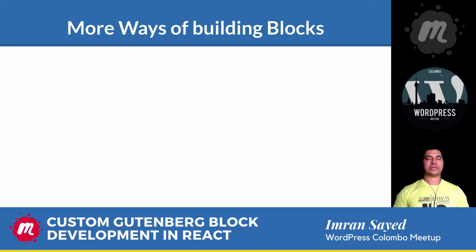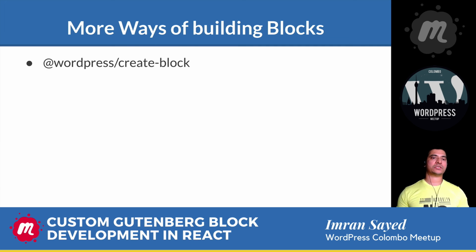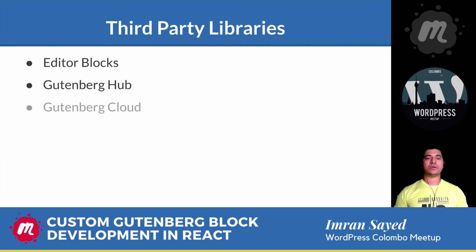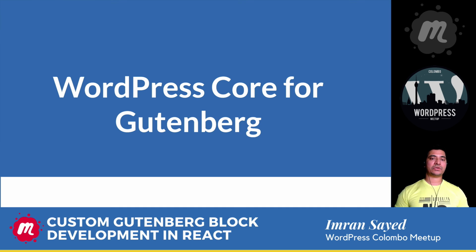Alright, so that's about it. So there are more ways of building blocks, like I explained to you earlier. You can use the @WordPress create block as well, which creates the boilerplate for you. It creates a plugin in the block as well for you. There are some third-party libraries that you can use. You have editor blocks, you have Gutenberg Hub, you have Gutenberg Cloud that you can use.